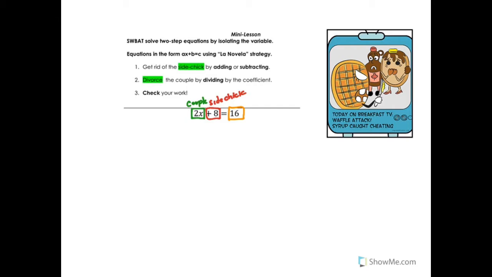So we don't touch the couple yet. We don't touch the 16 yet. All we're worried about is our side chick situation here. And the way that we get rid of our side chick is always by either adding or subtracting, depending on what the sign of that side chick actually is, depending on what the sign of that number is. So in our example here of 2x plus 8 is equal to 16, my side chick here is positive 8 because we always include the symbol that comes before it, or the operation that comes before it. So in this case, I have a positive 8.